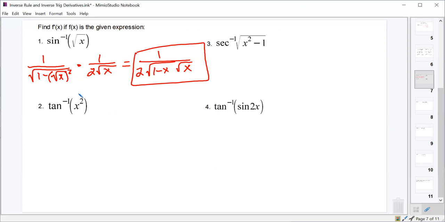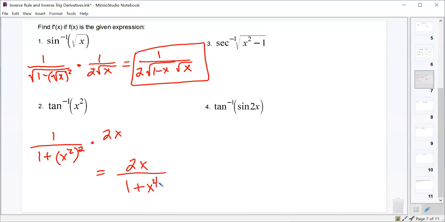All right, so what about inverse tangent of x squared? What's the rule for that one? You should have it on the previous page. The derivative of inverse tangent of u is 1 over 1 plus u squared. So the derivative here should be 1 over 1 plus u squared, and then times the derivative of u. So we should get 2x over 1 plus x to the 4th. Everybody good with that?